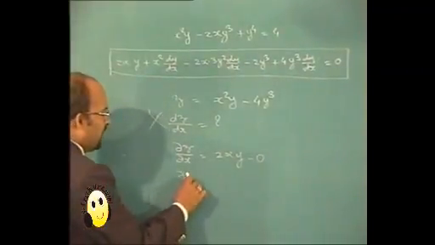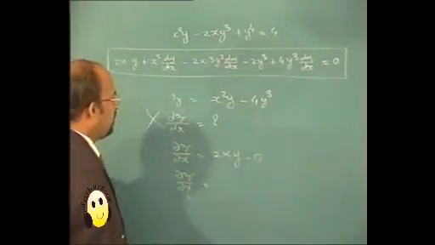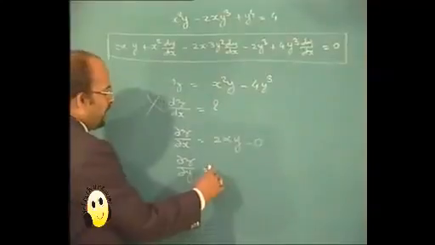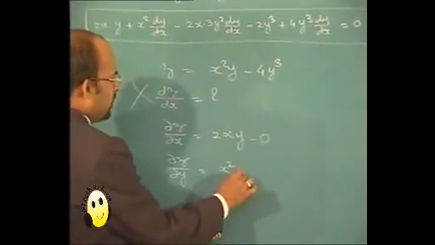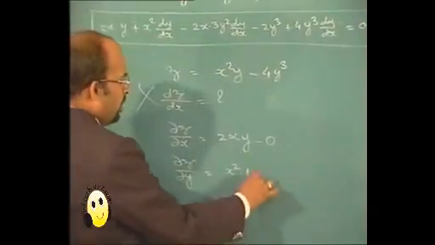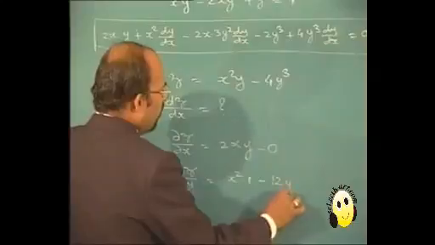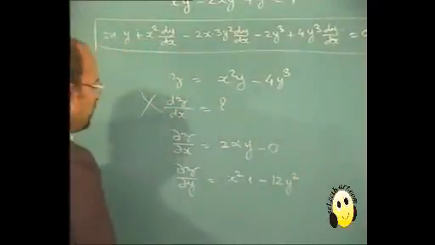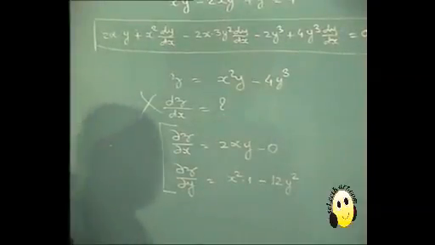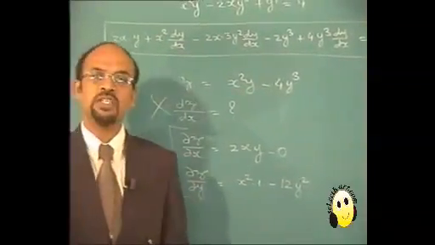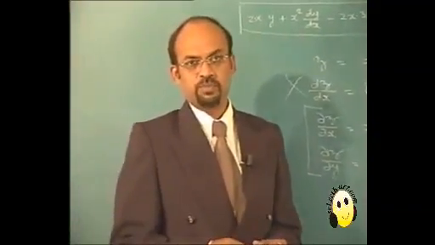Similarly, we can find del z by del y, where we differentiate with respect to y and treat x as constant. So in the first term x square is constant, the differentiation of y is 1, and minus 4y cube is differentiated as minus 12y square. So if terms like del z by del x or del z by del y are involved, then the equation is called a partial differential equation.